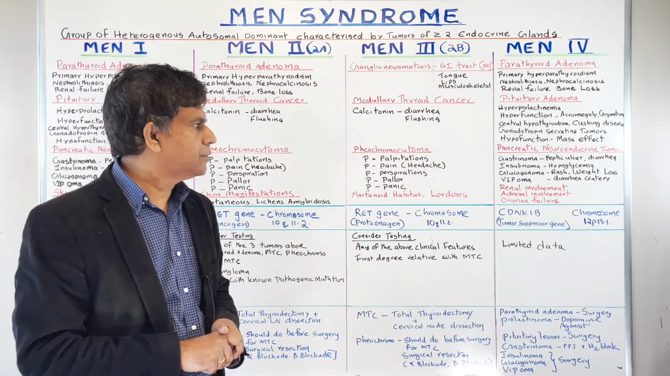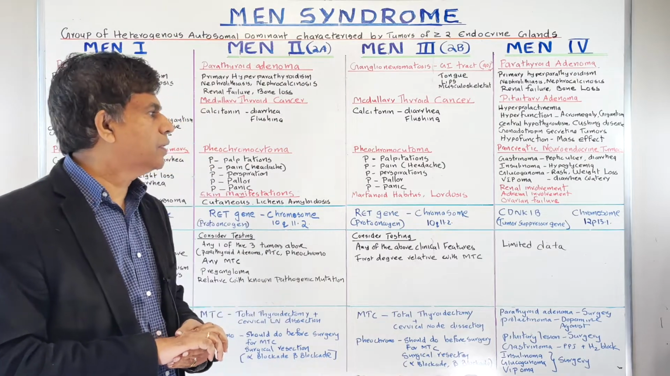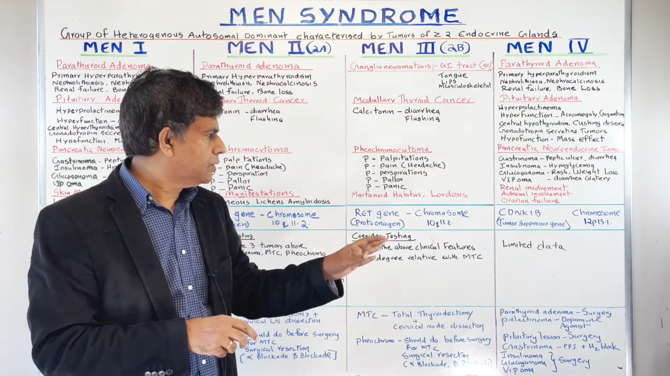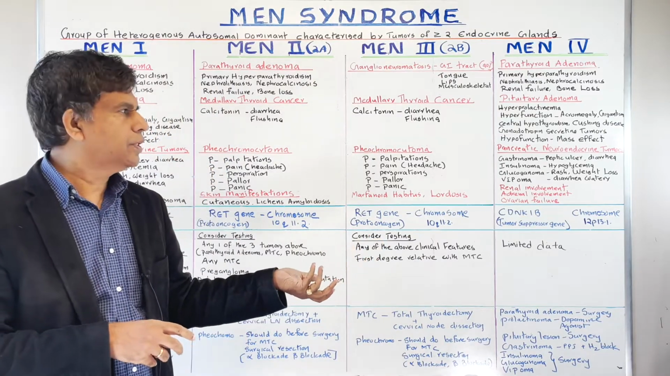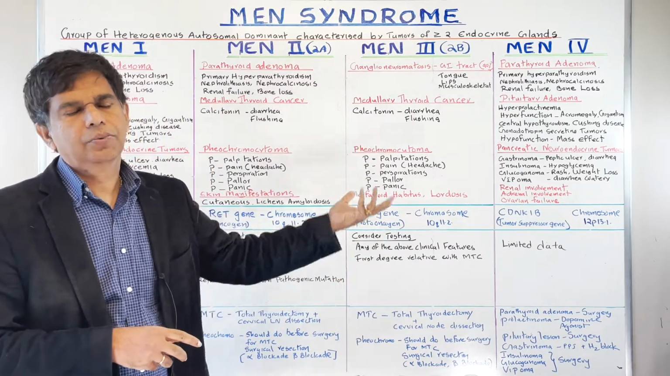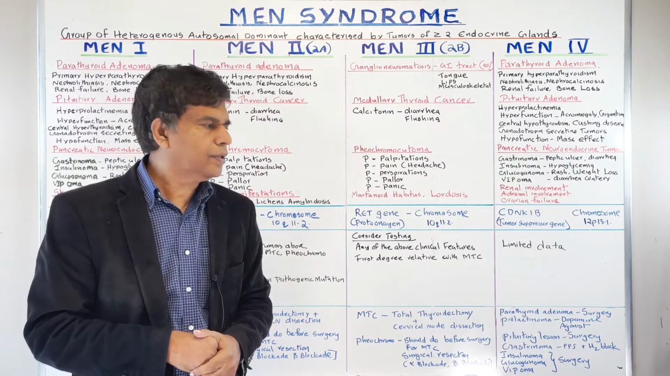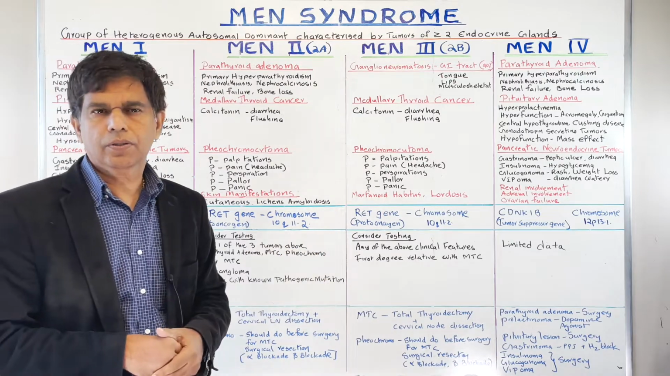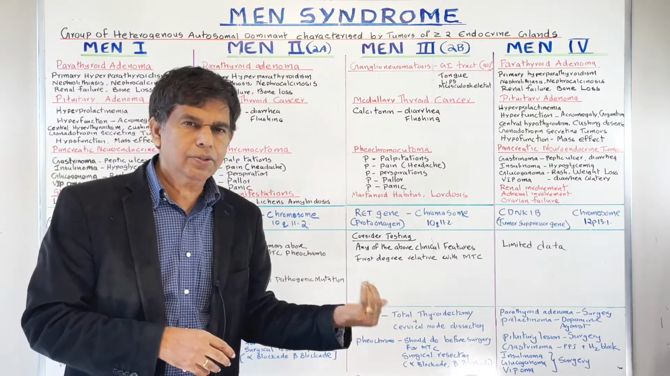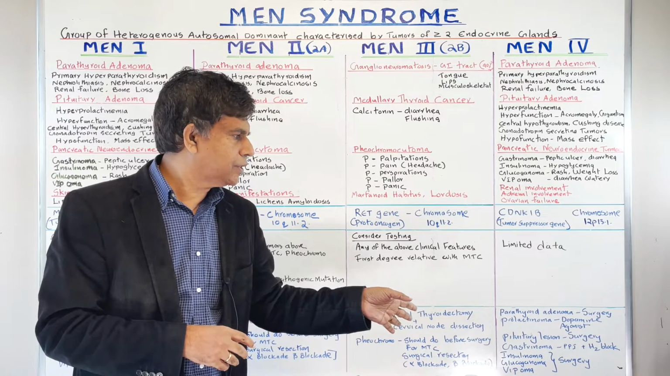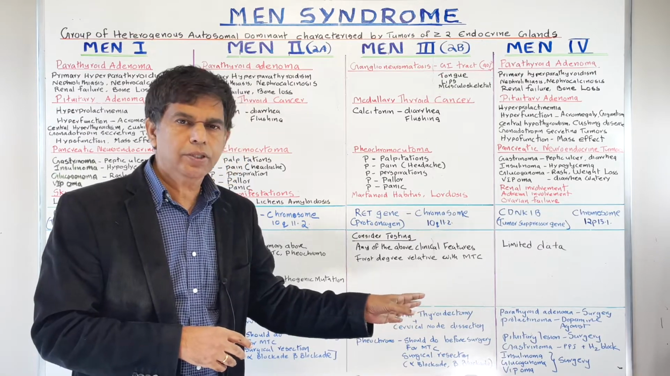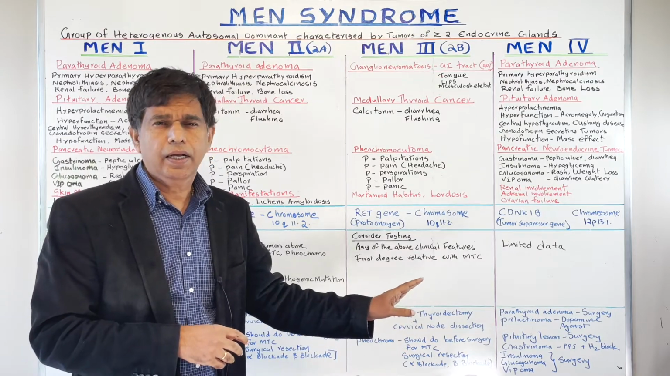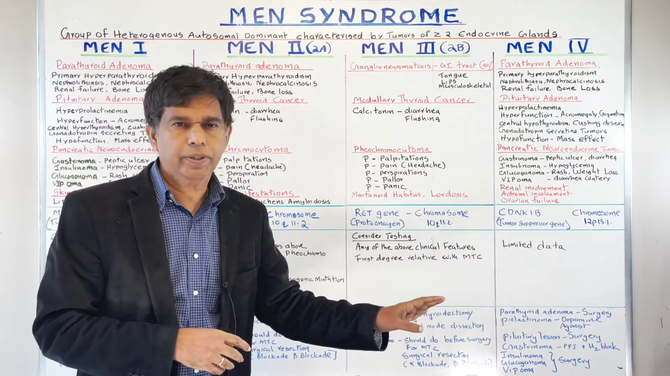Now, what is this CDKN1B gene involved? It's a tumor suppressor gene on chromosome 12p13.1. We don't have much data about when to test. I guess with any of these tumors you should consider testing. And for parathyroid adenoma, the treatment is surgery. When you have prolactinoma, you do a dopamine agonist. Pituitary lesion, you do surgery. Gastrinoma, you do a PPI and H2 blocker. And for VIPoma, glucagonoma, and insulinoma, make sure you do the surgery.